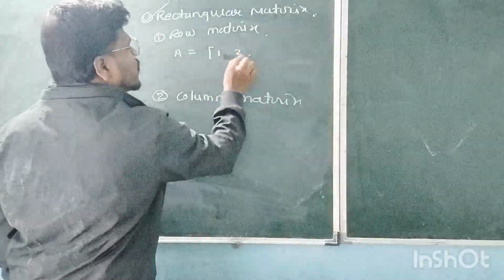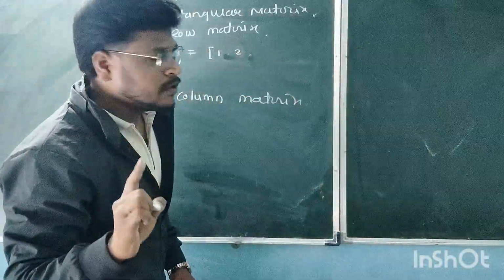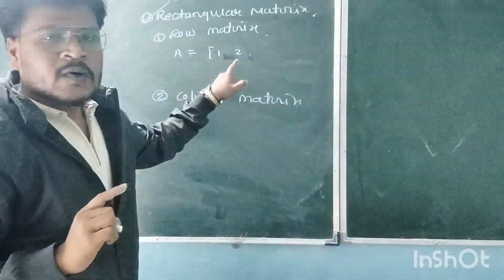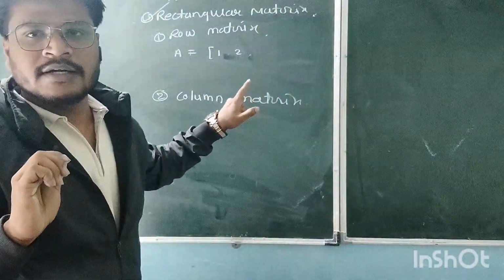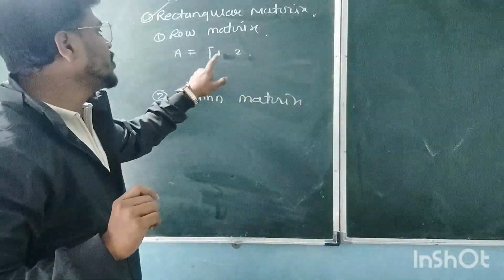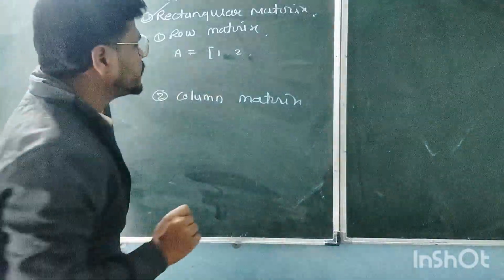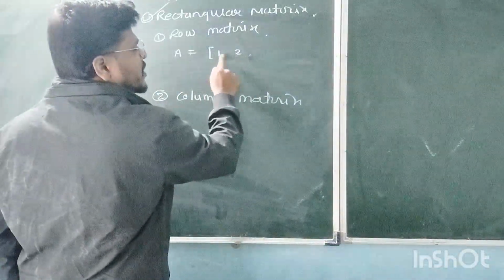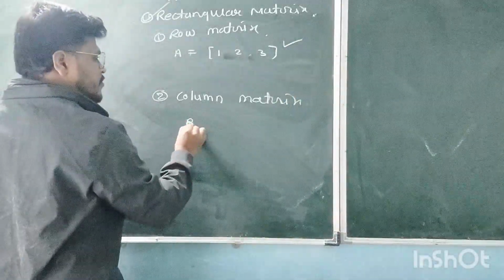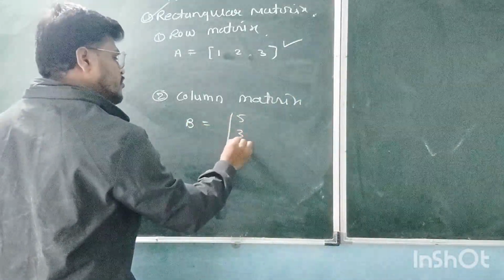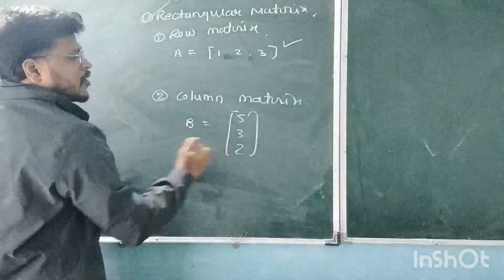1, 2. Note: in between the elements, there is no comma. If someone puts a comma here, this is wrong. There is no comma in between the elements. This is called a row matrix. This is called a column matrix.